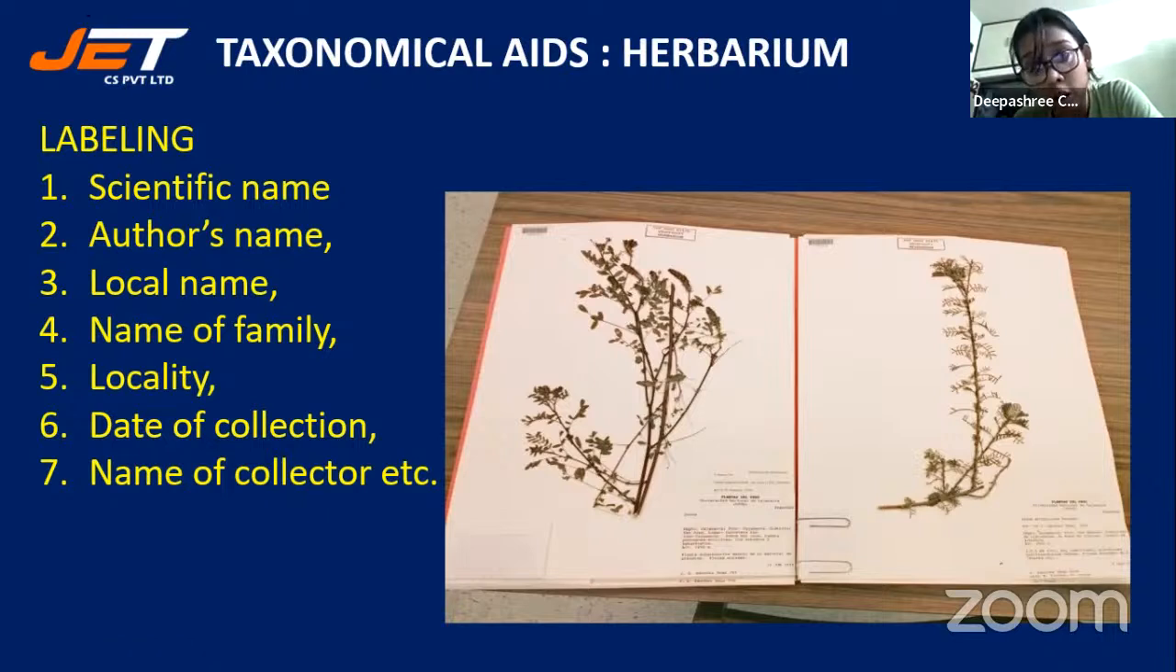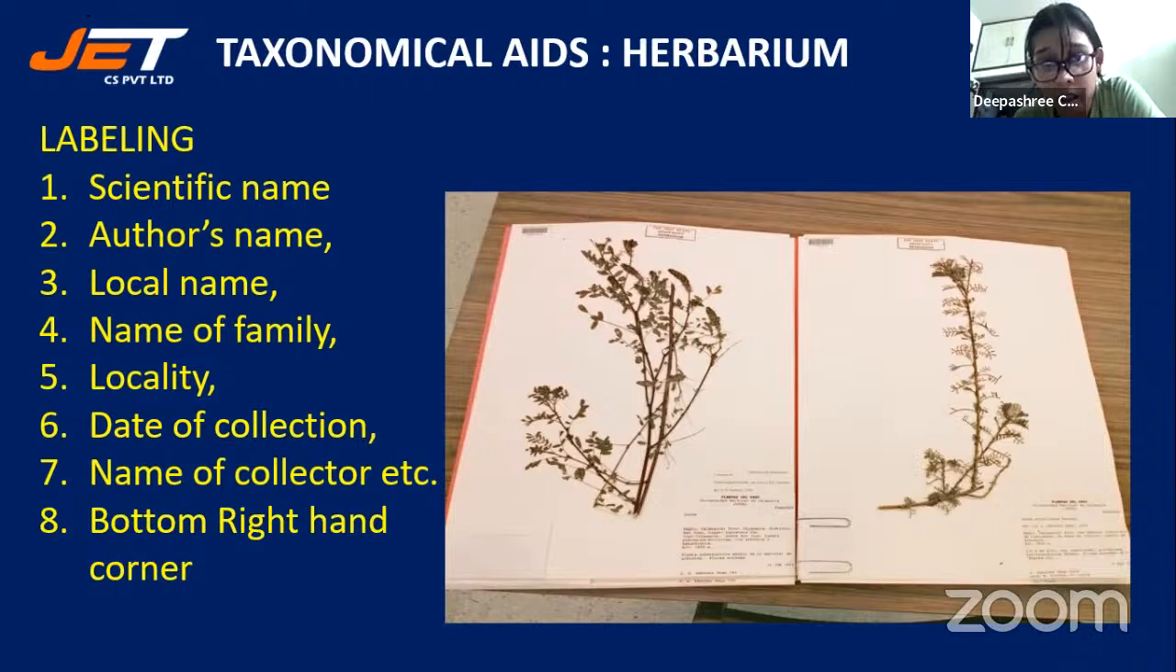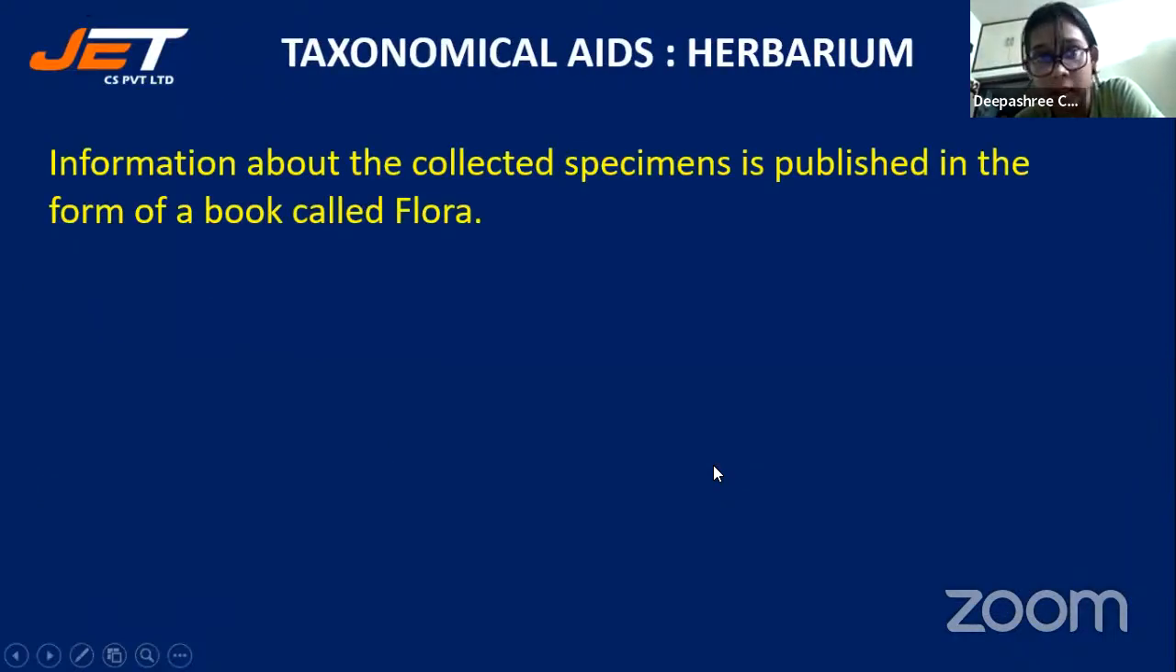Okay, so don't forget what you have to do for labeling in a herbarium: scientific name, author's name, local name, family name, locality name, date of collection, and the collector name. Okay, and it goes in the bottom right hand corner, not in the left hand corner. It should always be written in the bottom right hand corner.